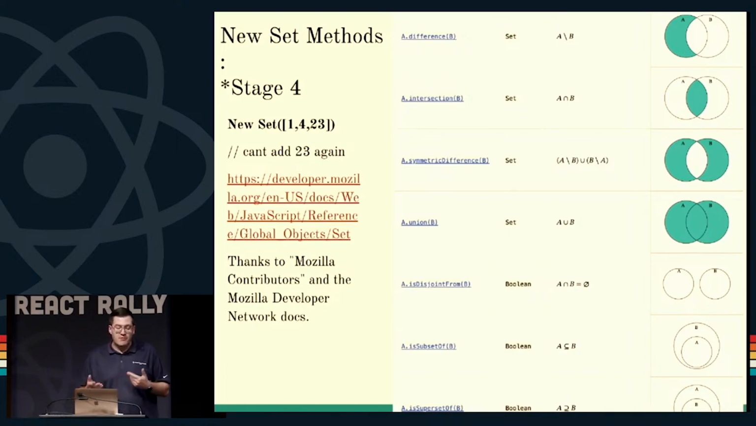And then some of the different Boolean methods that you'll have between 2 different sets: is A disjoint from B, or none of the values are in the other one, or is A a subset, so all of the values from A are in B, or the opposite, A is a superset of B, so all of B's values are in A. So that's some of the things that you can look forward to in ES 2024.